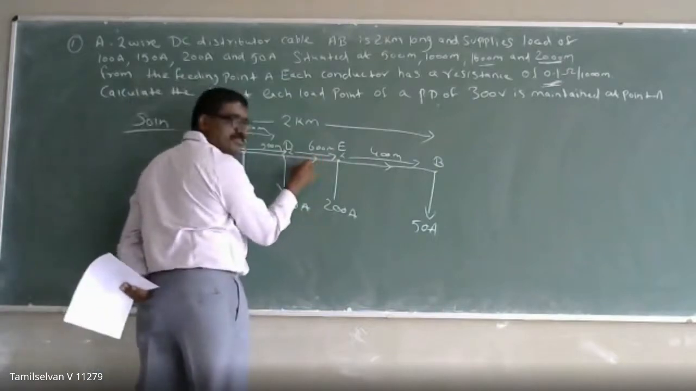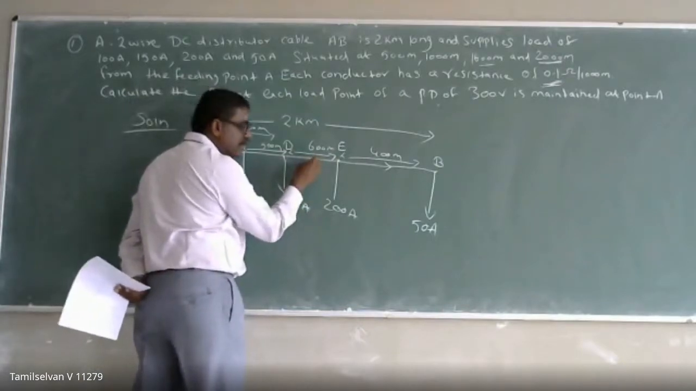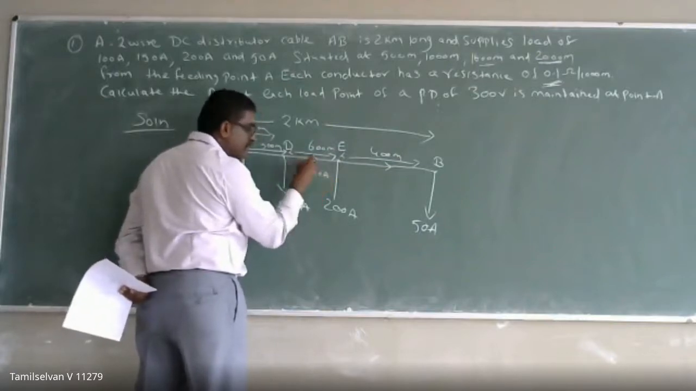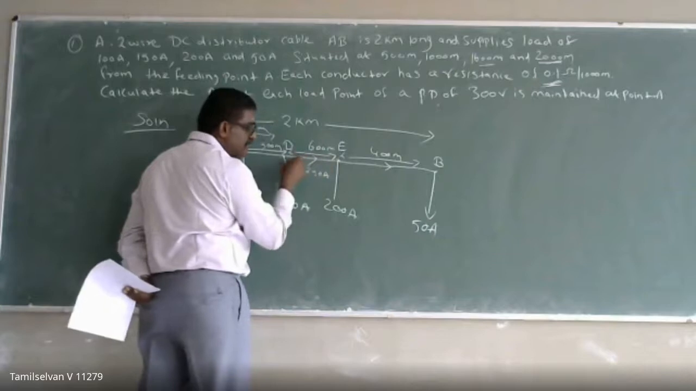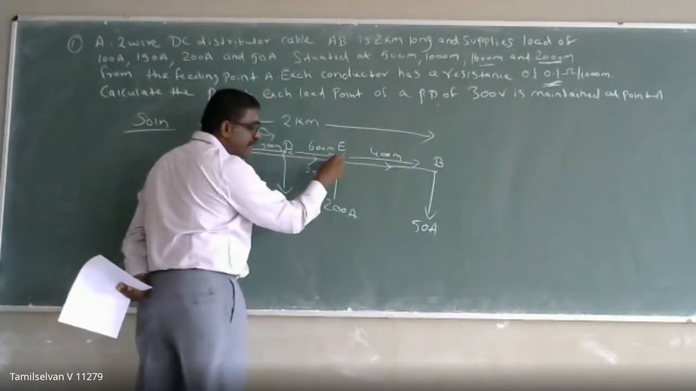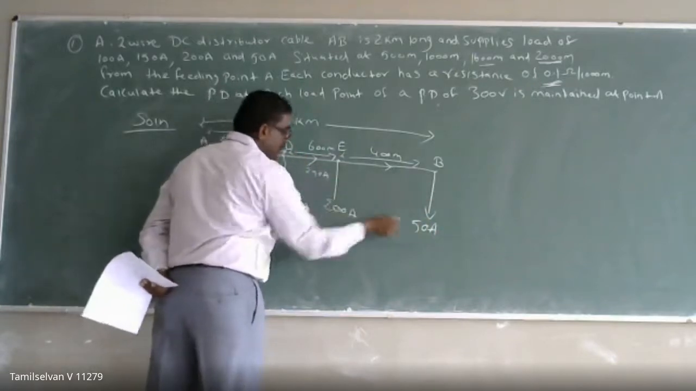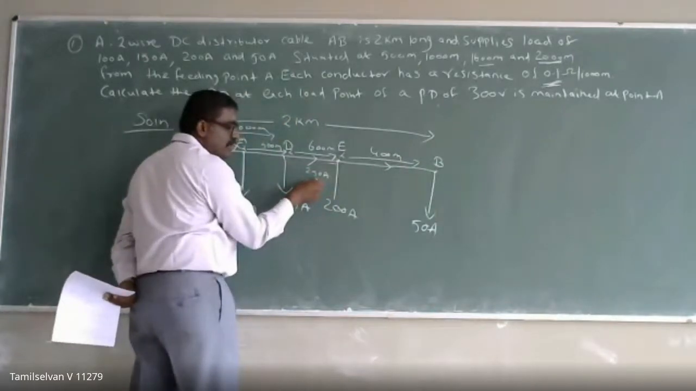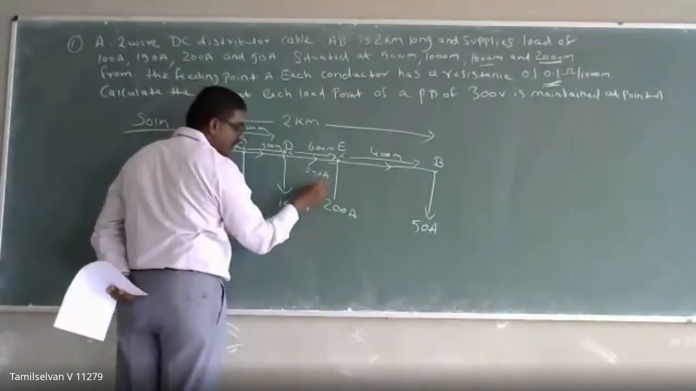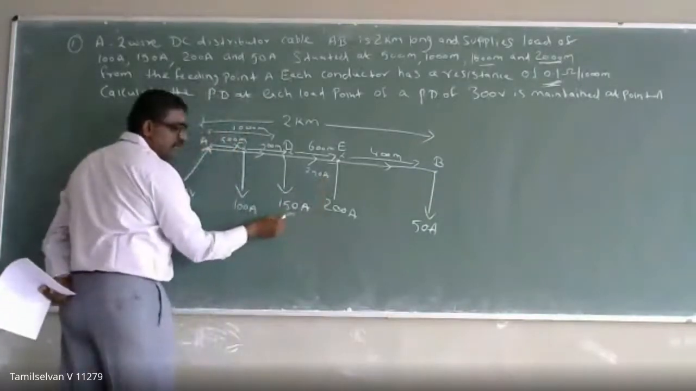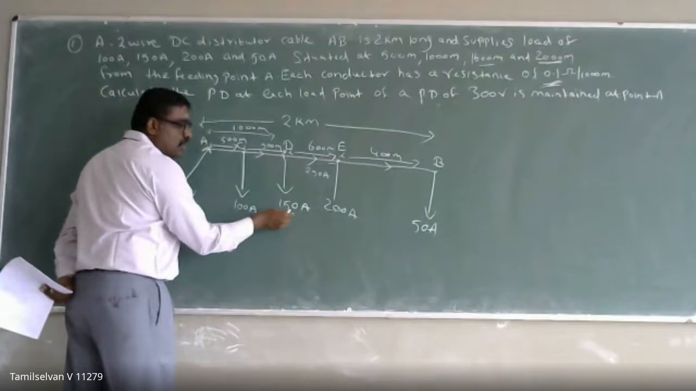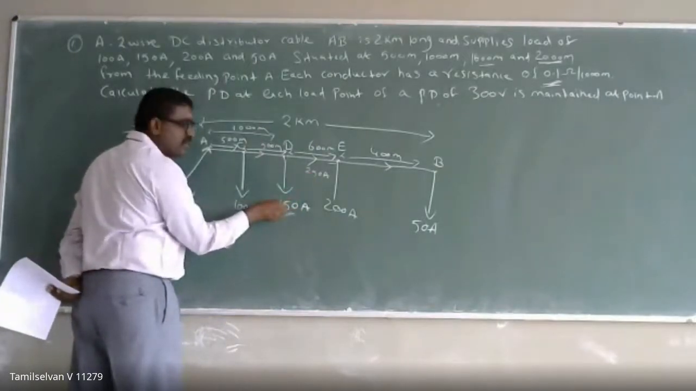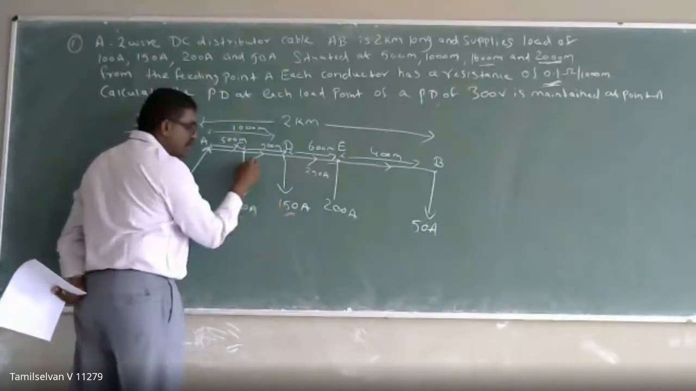So what about the current from this point? If 250 ampere of current is coming from this section, then only it can be divided into 200 as well as 50 ampere. So this section current is going to be 250. So if you want a 250 current, here it is going to be 150 ampere of current. Okay, so 150 plus 250 is 400.